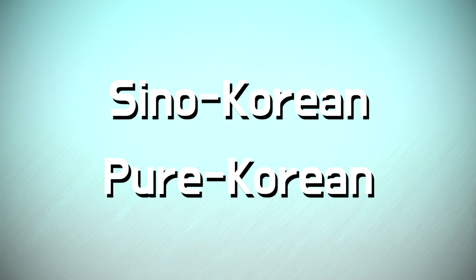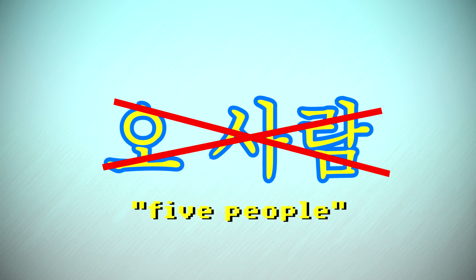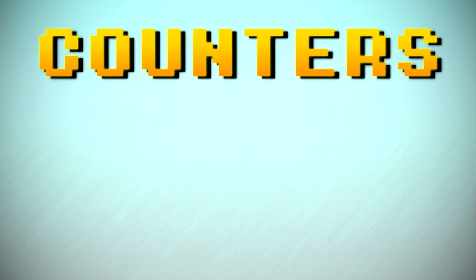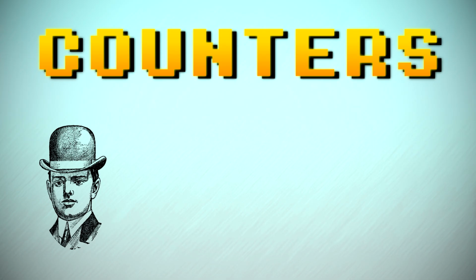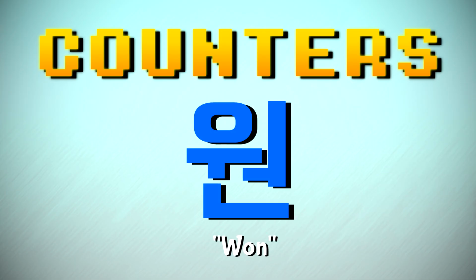Welcome back. In the last two episodes, we learned about Sino-Korean and Pure Korean numbers. In order to count things in Korean, we'll need to use both of them. And as I mentioned in the last episode, we can't just say 오 사람 to count 5 people. We'll need to actually use what are called counters to count things. And depending on what we're counting, whether it's people or animals, cups, or even pizza, we'll need to use a different counter. So far, we only know the counter 원 for counting Korean currency. So we'll need to learn a few more.